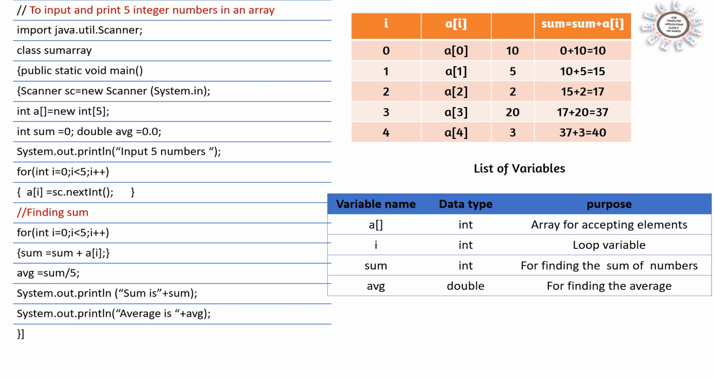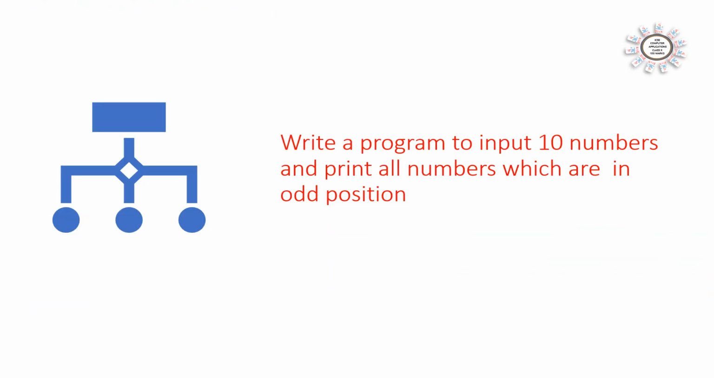I hope you have understood how to declare the array and how to access the elements in an array. The next question: write a program to input 10 numbers and print all numbers which are in odd position. Here, read the question carefully. We are not showing the odd numbers. We are showing the numbers present in odd position. So, the number can be an even number or an odd number. Position means I. That means position number 1, position number 3, position number 5, like that. So, input 10 numbers and print only those elements which are present in the odd position.